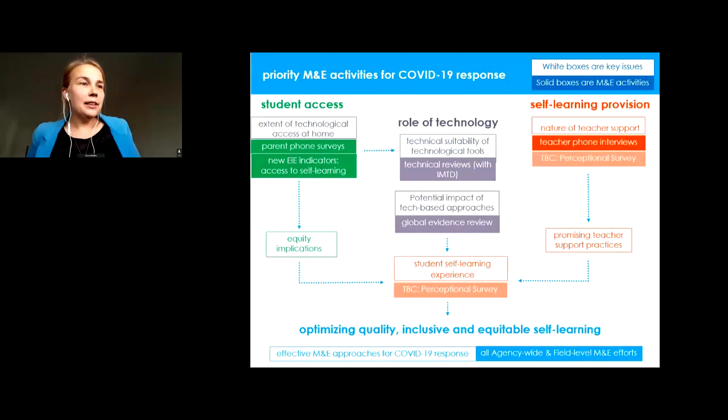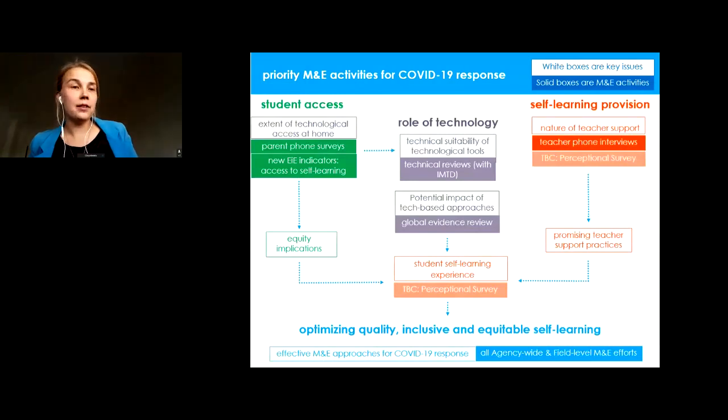So this diagram here outlines some of the key M&E activities that we're undertaking to address our need in this new context. For UNRWA, student access to learning from home, I would say, has been the biggest issue of concern since the outset of this crisis. And so we have a number of M&E efforts focused on this.